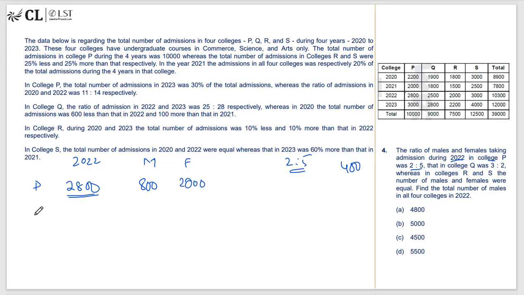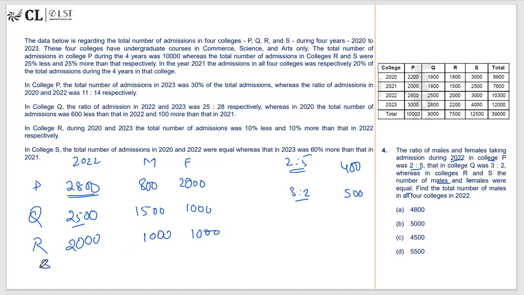For college Q, it's 2500 and the ratio is 3 is to 2. So 2500 divided by 5, the multiplication factor is 500. 3, so here the number is 1500, here it is 1000. In R and S, the number of males and females are equal. So it's 2000 here, which will be equally split 1000 and 1000 here. For S, it is 3000, 1500 here, and 1500 here.